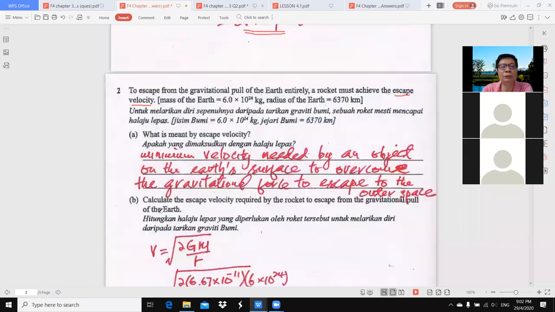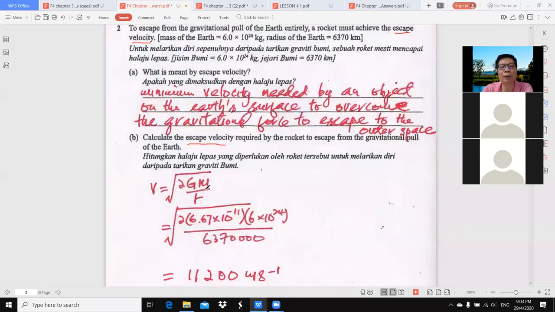Number two, B. Calculate the escape velocity required by the rocket. Now you're asked to find the escape velocity of the rocket, if the rocket wants to escape from the gravitational pull. Use this formula now, you see? Square root of 2GM over r. Just now the formula had no 2, right?